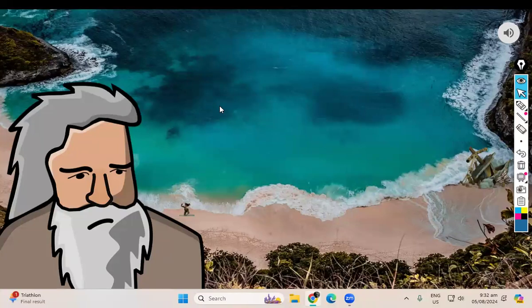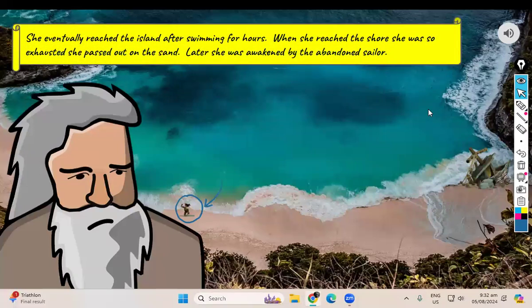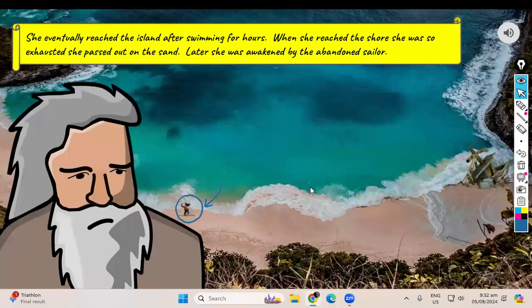If you look closely, you will see Elizabeth on the shores here. Apparently Elizabeth, well, she's a pirate, so she must be a very strong swimmer, right? So she followed the instructions on the bottle and swam. So let's see what happens here. She eventually reached the island after swimming for hours. When she reached the shore, she was so exhausted that she passed out on the sand. She was later awakened by an abandoned sailor. Remember, the message on the bottle came from another stranded sailor on another island.